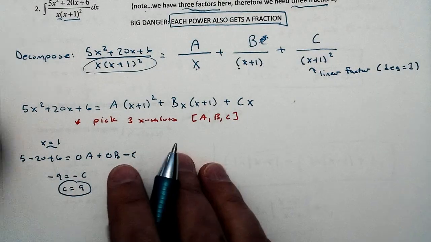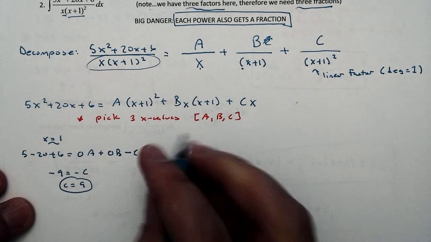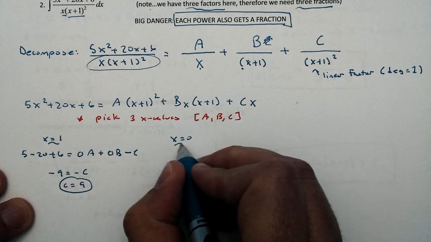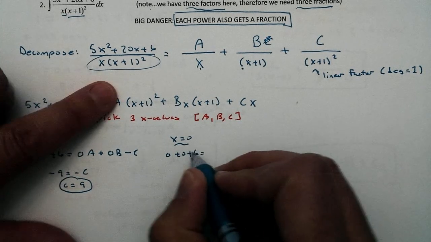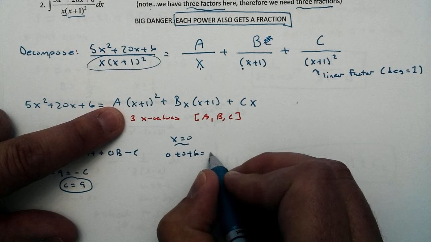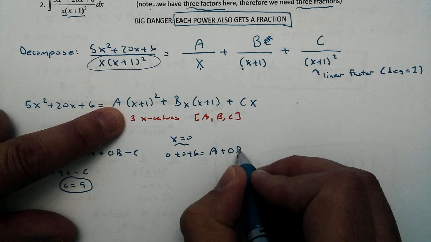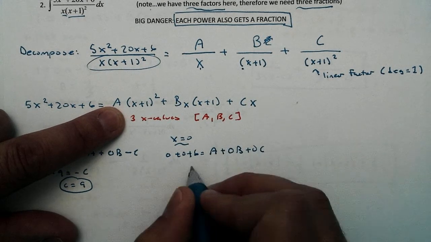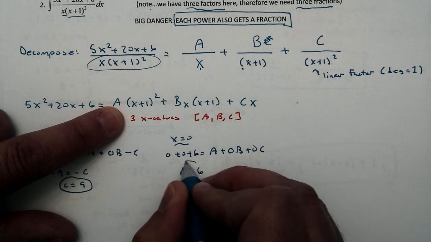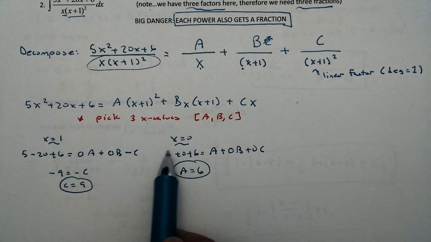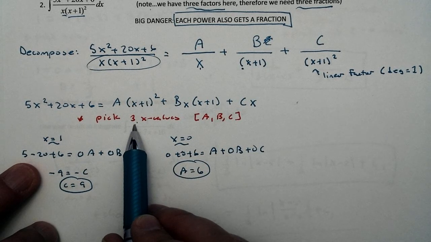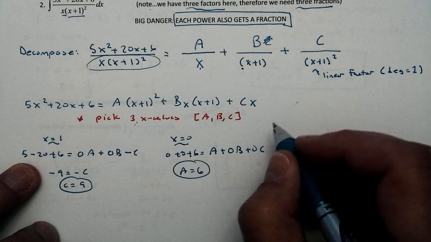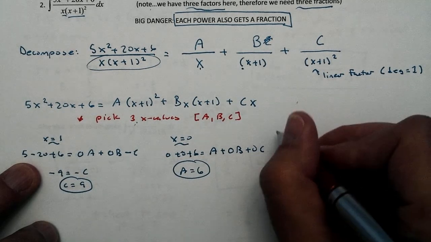Very easy. Now my next zero is, well, literally 0. So if I let x be 0, we're going to get 0 plus 6 equals, be careful, this becomes a plus 0b plus 0c. So a is just 6. Now notice, we picked 2 x values, so we need a third x value. But if you notice, there's no more zeros. And that's kind of a big thing for us. There's no more zeros.